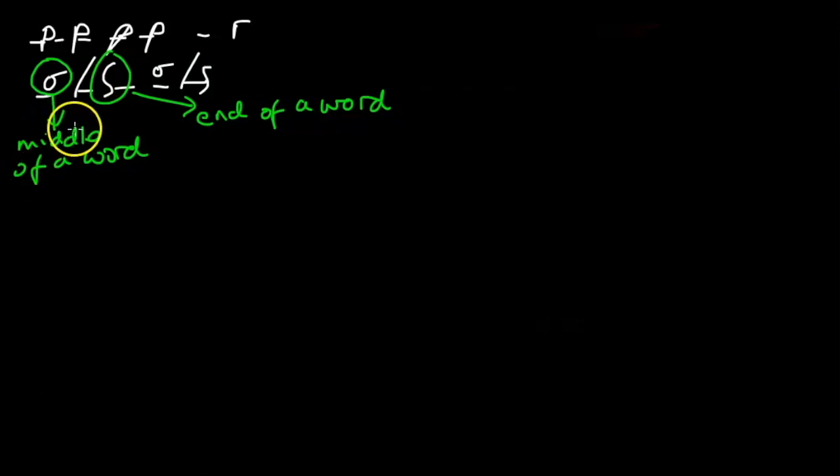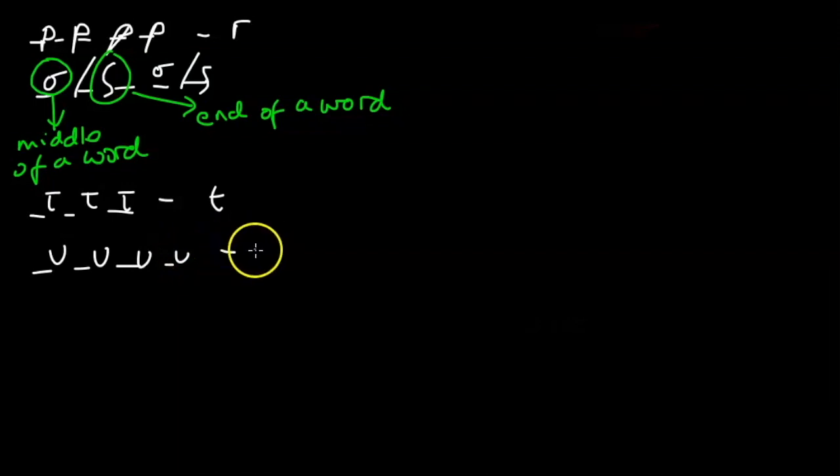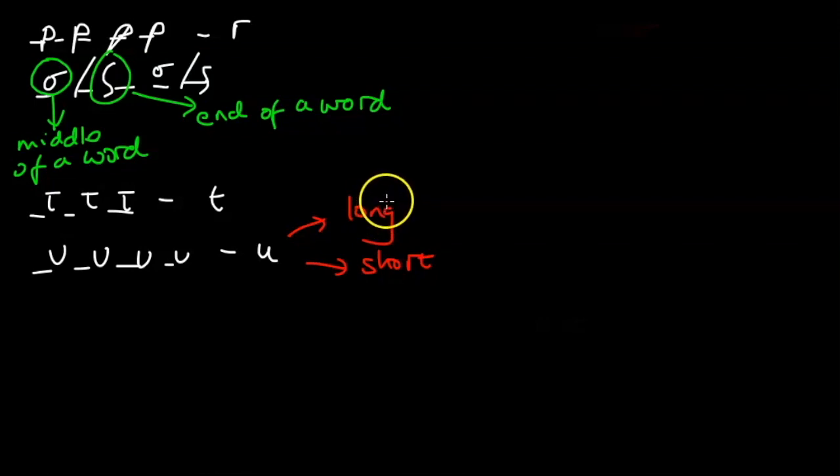So after sigma, we have tau. This is tau. And the English equivalent is T, so it's pronounced T. After tau, we have upsilon. Upsilon is like that. And the English equivalent is U. But this can be long or short. It's another one of these vowels that can be long or short. Short would be kind of like the u in nut.